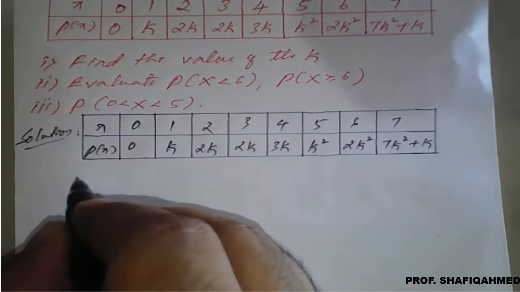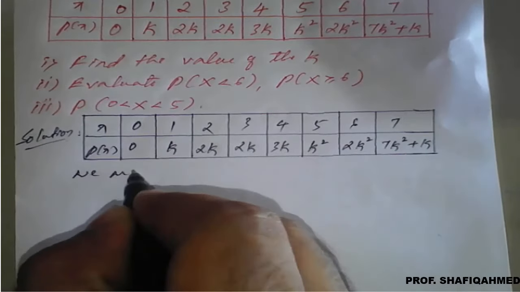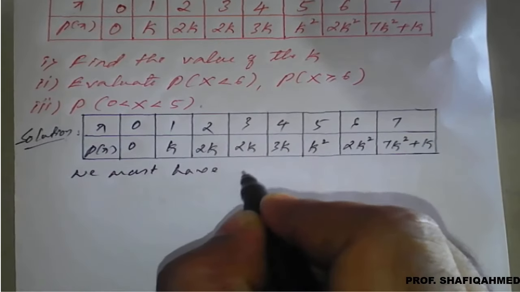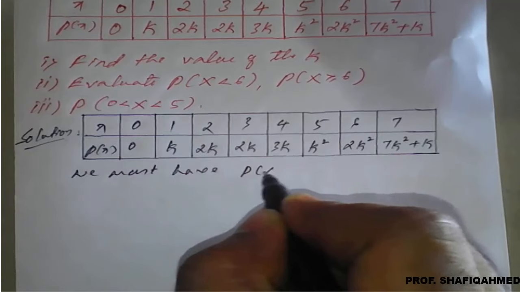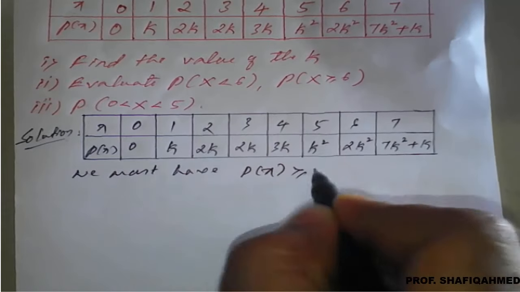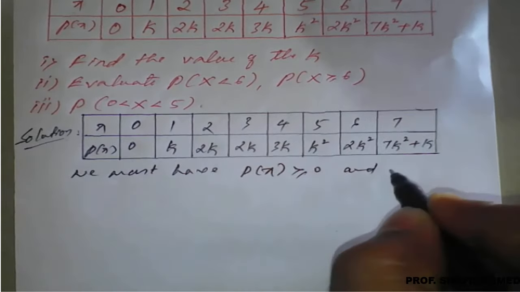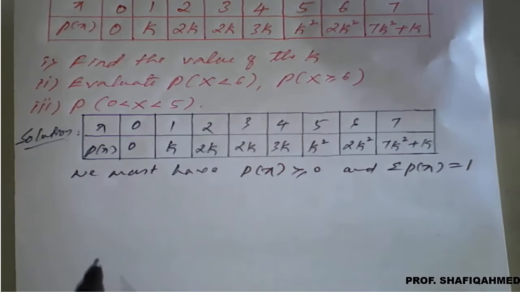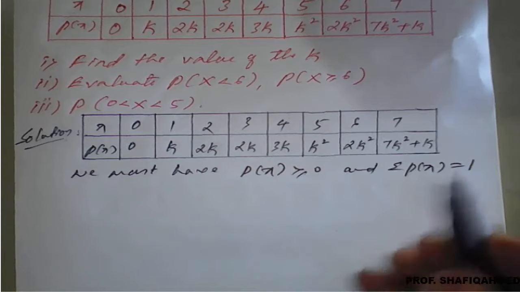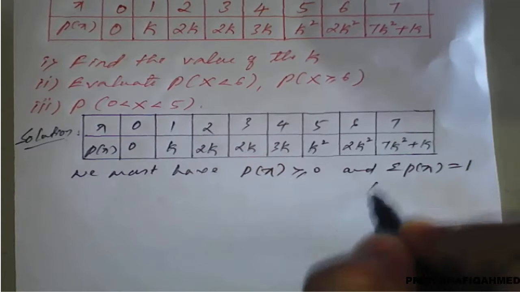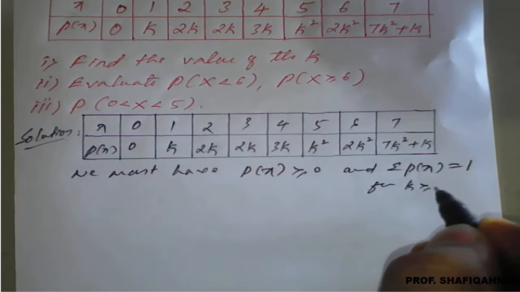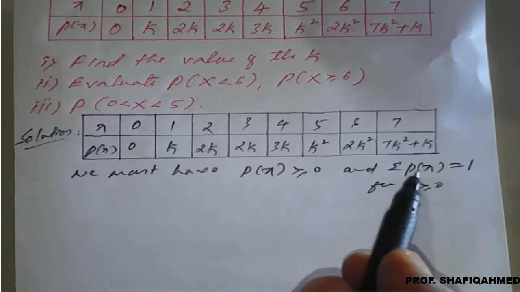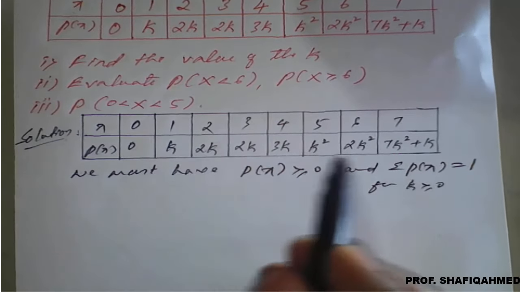So we know that p of x should be greater than or equal to 0, and the second condition is that the summation of p of x should be 1. If k is greater than or equal to 0, that is, positive, the first condition will be satisfied. So by using the second condition we have to get the value of k here.